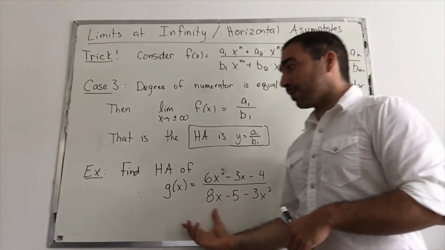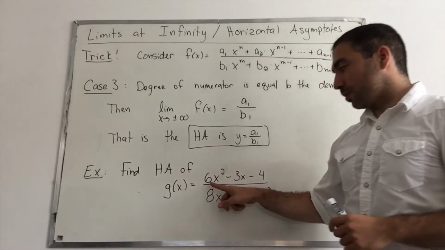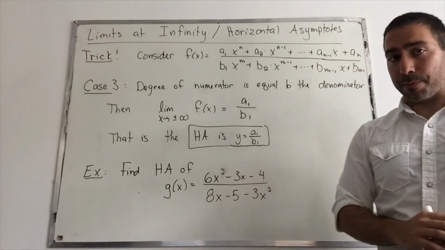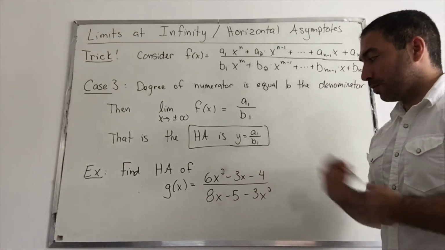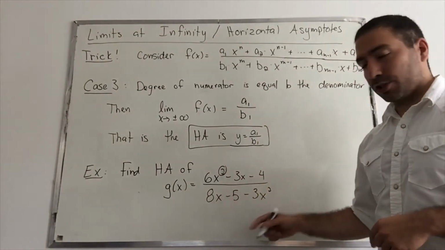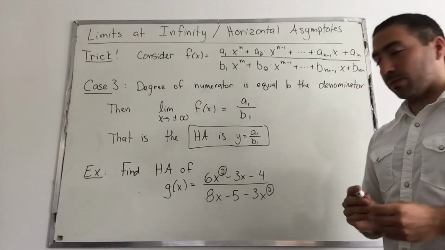So if we look at this example over here, find the horizontal asymptote of this function g of x, which is equal to 6x squared minus 3x minus 4, all that over 8x minus 5 minus 3x squared. So what we do again is we look at the highest exponent. In this case, the highest exponent on the top is 2. Here they put it out of order, and just be careful, don't take the first 2 in front. The highest exponent here is a 2.